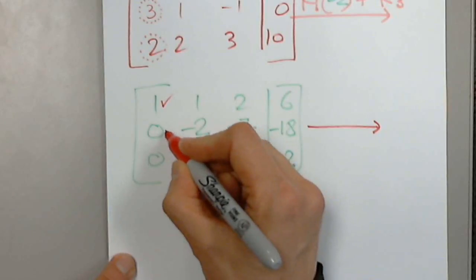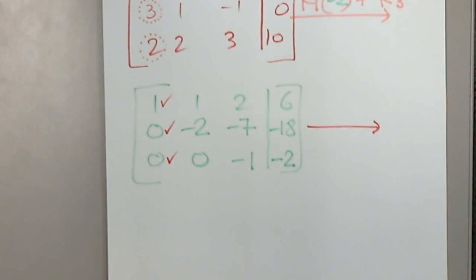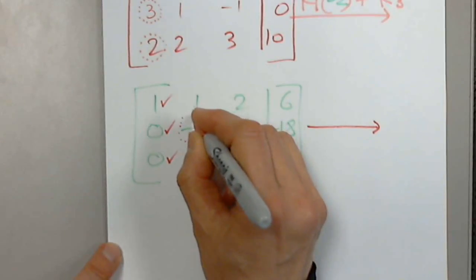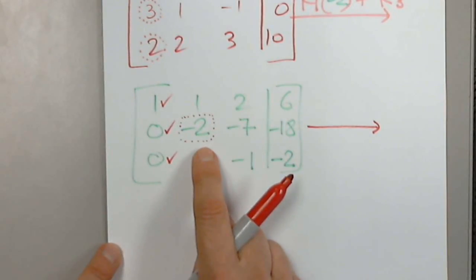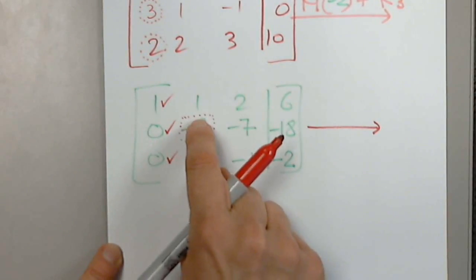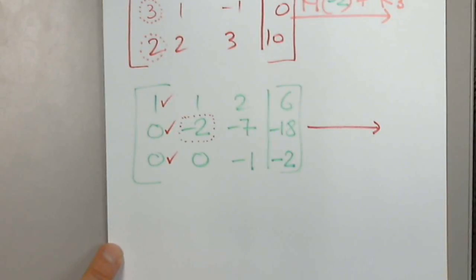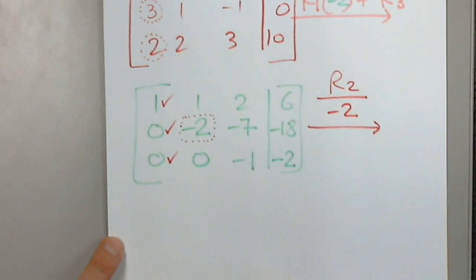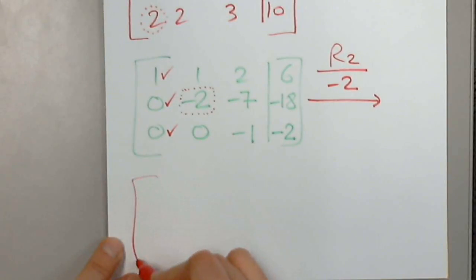We accomplished these. Now I'm working on this. What do I want in here? 1. Yes. What do I have to do to this row to get a 1 in here? I would say divide by negative 2. Row 2 gets divided by negative 2. Ugly, but that's what it is.